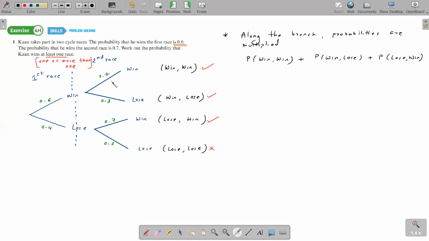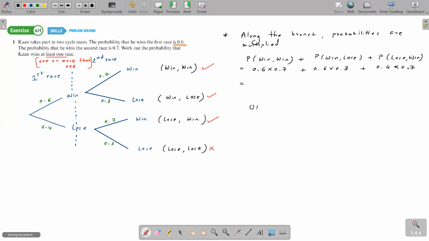So take the probabilities of these three branches and add. Along the branch, probability should be multiplied. So win-win: the probability of winning 0.6 multiplied by 0.7. This is the probability of winning both the games. Plus winning the first game, losing the second, is 0.6 into 0.3. That's the probability of the second branch. Plus the third branch, first you lose and then you win. All you have to do is type this whole thing in the calculator and get the answer. That gives you the probability of winning at least one race.